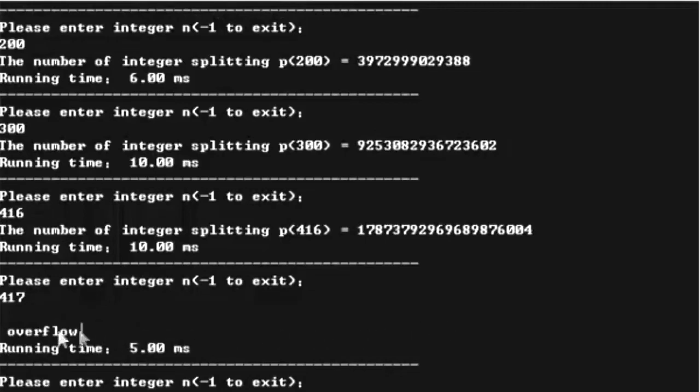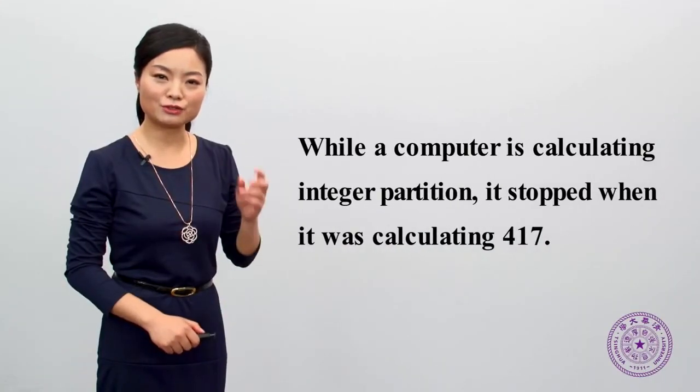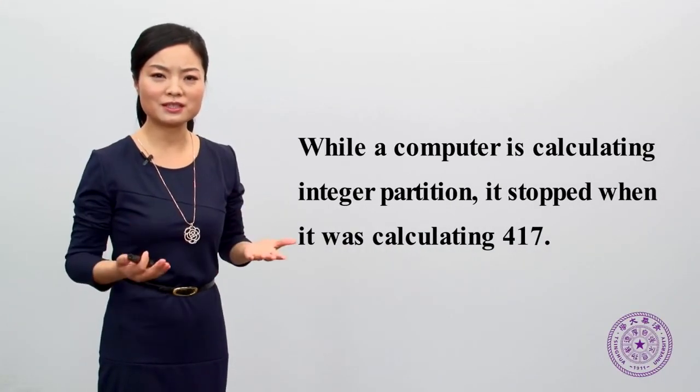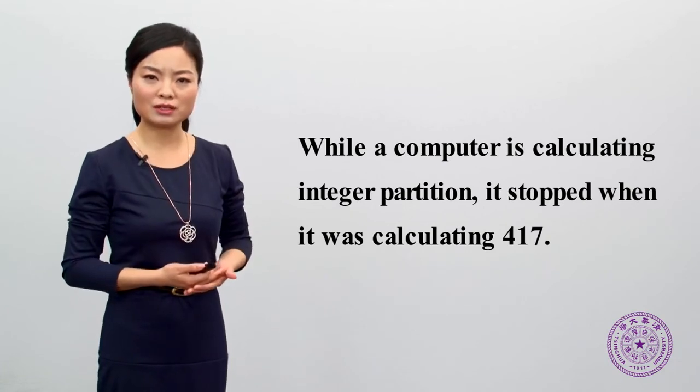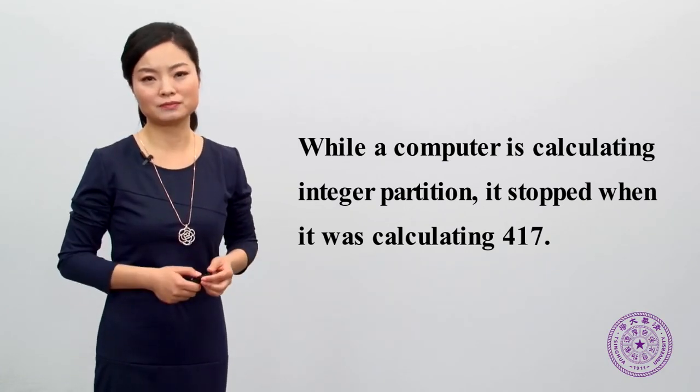For example, 417. Now we found some problems here. There is an overflow while calculating the coefficients of exponent value 417. You might feel very weird. How come a computer calculating integer partition stops at 417?